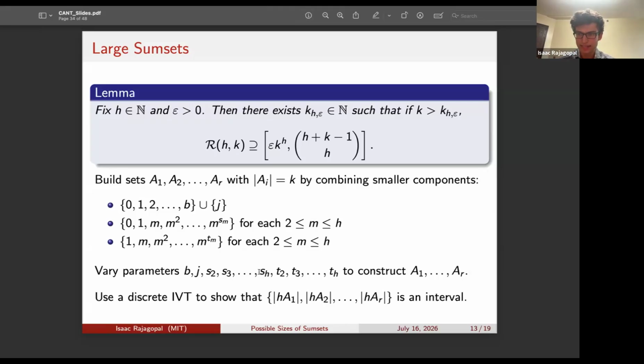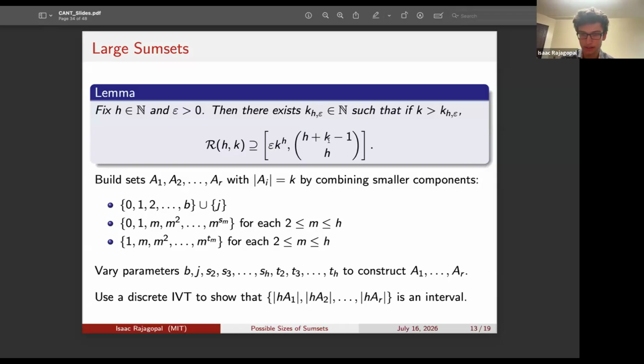But yeah, using this sort of idea, you show that the set of all of these sum set sizes forms an interval. And then we're basically done because we show there's an element of this interval that's less than this, and an element of this interval that's more than this. And so this gives us our result.